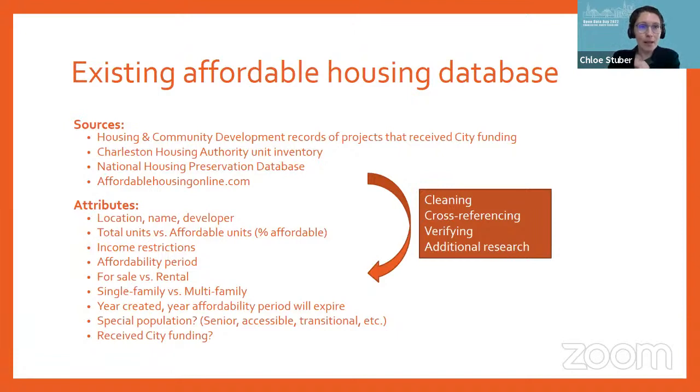But the existing affordable housing in terms of deed restricted affordable housing, that database didn't really exist, at least comprehensively. We knew that we have the Charleston Housing Authority list of their units that they have in the city. We were tracking units that the Housing and Community Development Office were producing, either that the city was developing or that the city was funding a community partner to develop.